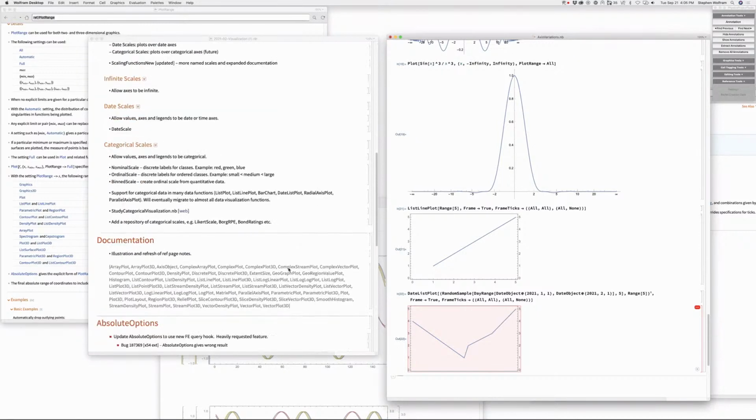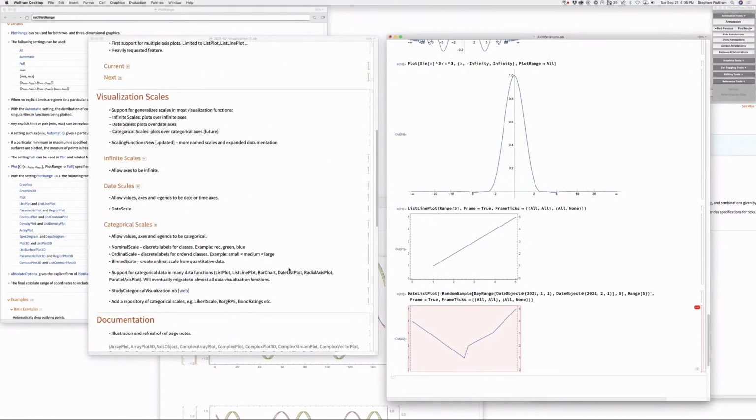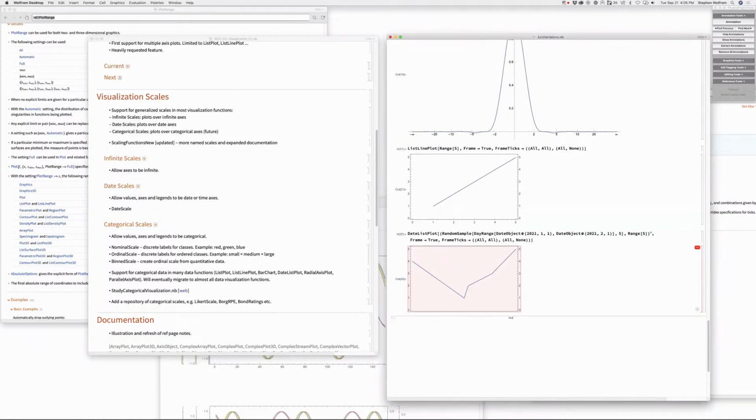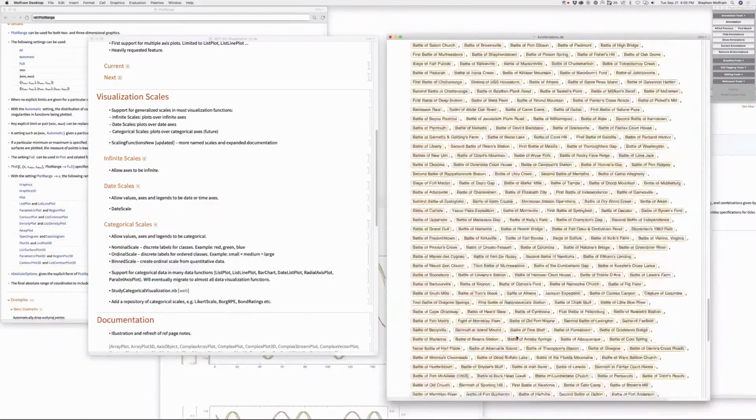Okay. Right. So the other thing that is related to the scaling functions is we're supporting dates in more places. Good. About time too. So if I do from time series and throw it into list line plots, if I say something like battles in the Civil War, or is this going to be a really disastrous idea? And then I say, my God.